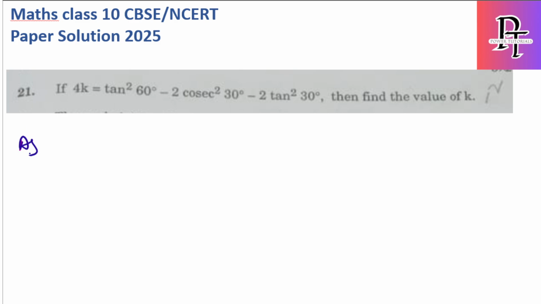The first question is related to trigonometry. What is the question? 4k is equal to tan square 60 minus 2 cosec square 30 minus tan square 30. If you know the trigonometry values, you can solve this question easily. Tan 60 value is root 3, so root 3 whole square, minus 2 into cosec square 30, which is 1 by sin 30, so 2 whole square, minus tan 30, which is 1 by root 3, so 1 by root 3 whole square.